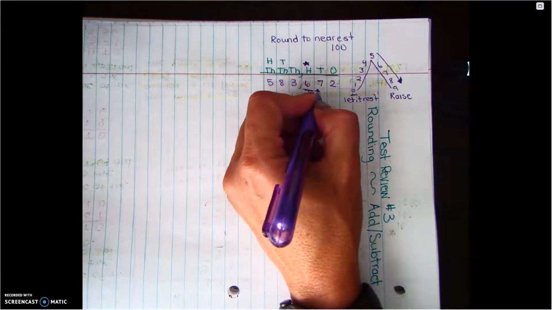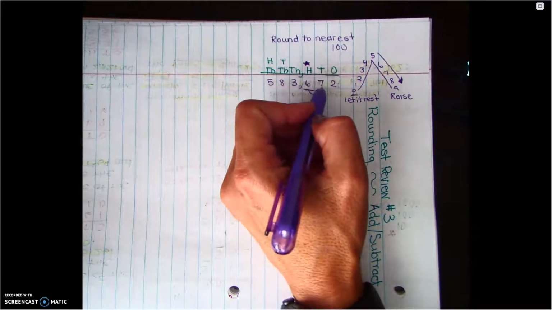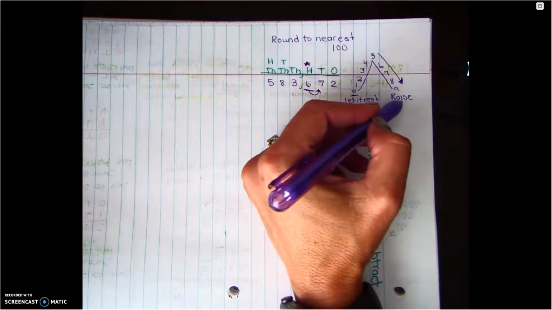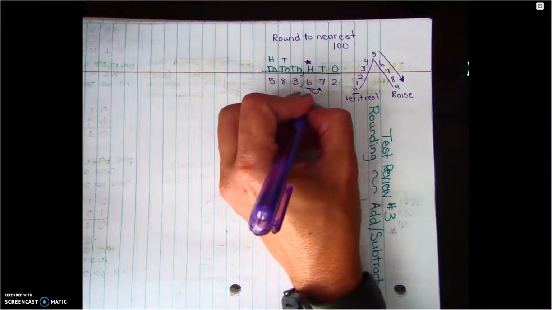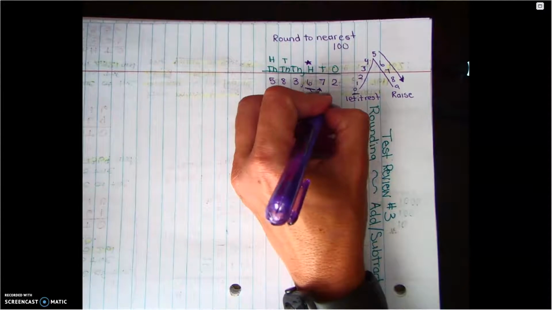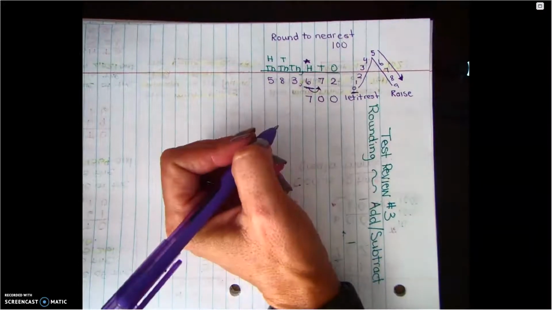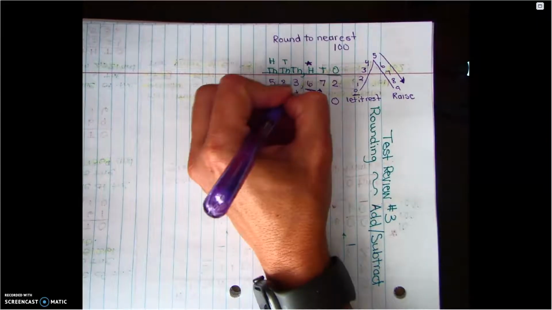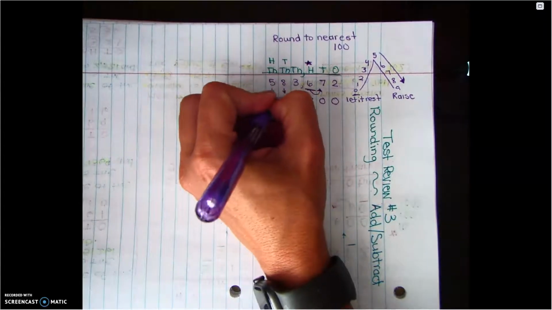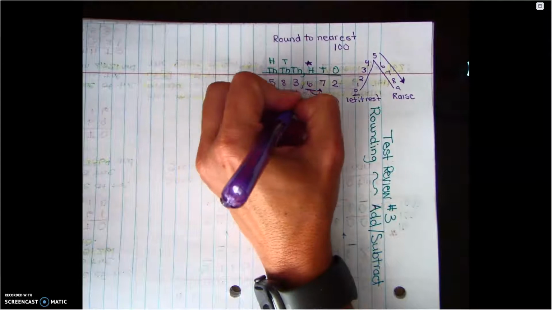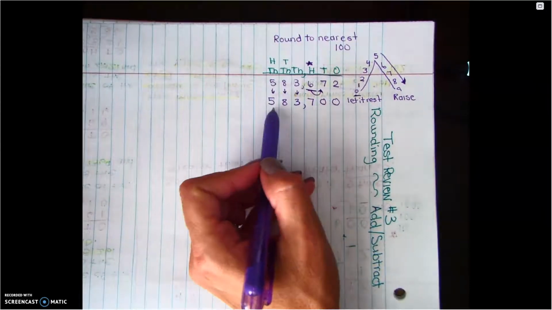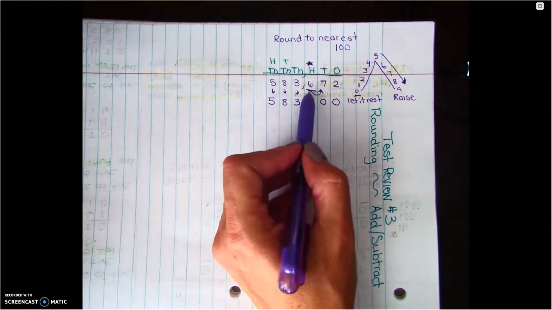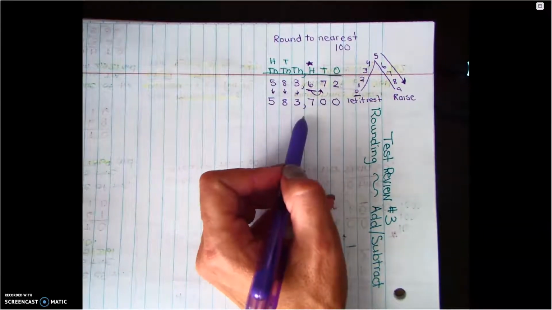Okay, so we look next door. It's a 7, so that means we've got to raise it. So that means the 6 is raised to a 7. Look to the right, 0's in sight, but don't forget to bring all of this down. All of this has to come down too. And that's what we saw a lot of our friends do. You rounded it to 700, but you forgot the rest of the number. If there's anything in front of the number, you've got to bring it right down.